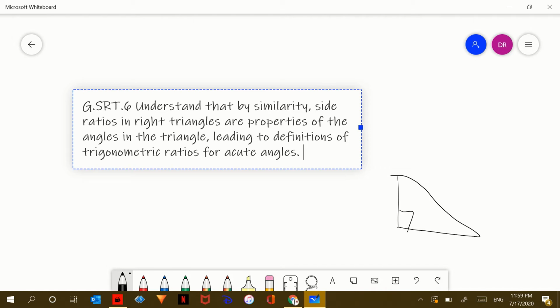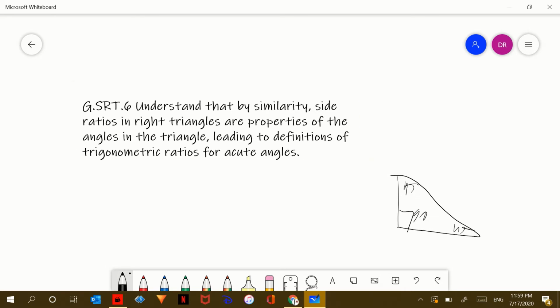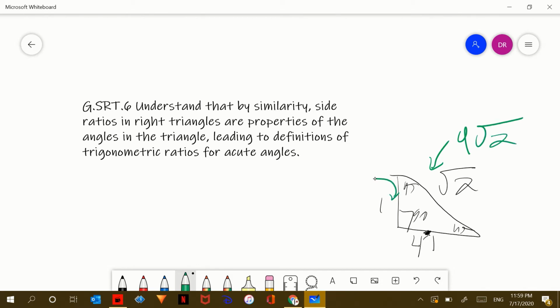side lengths. So let's say you had a 45, 45, 90 triangle. One angle is 45 degrees, another is 45, and another is 90. So let's say we had this triangle. In a triangle like this, we would have a 1, 1, square root of 2 ratio. That would mean, let's say this length was 4, this length, the hypotenuse, would be 4 times the square root of 2, and this length would be 4.